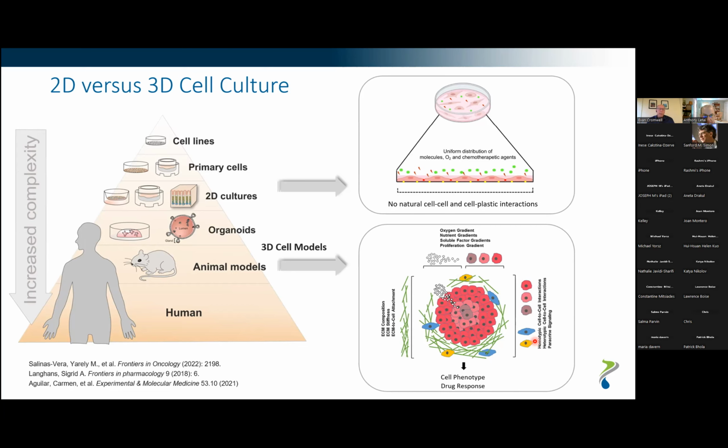Animal models have been the method of choice for creating a more physiologically relevant model. But animal models are costly, and there are a lot of ethical issues with them. So replacing them with 3D cell models, where you can have the extracellular matrix, the nutrient gradients, and the cell-cell interactions, you can look at the drug response in a more phenotypically representative manner. And so that's a really exciting area.